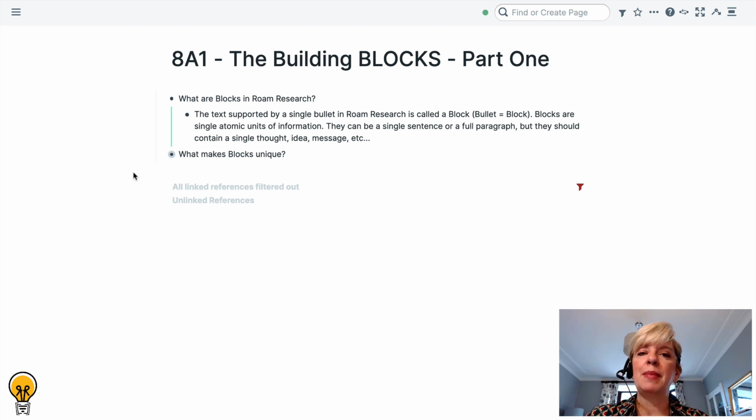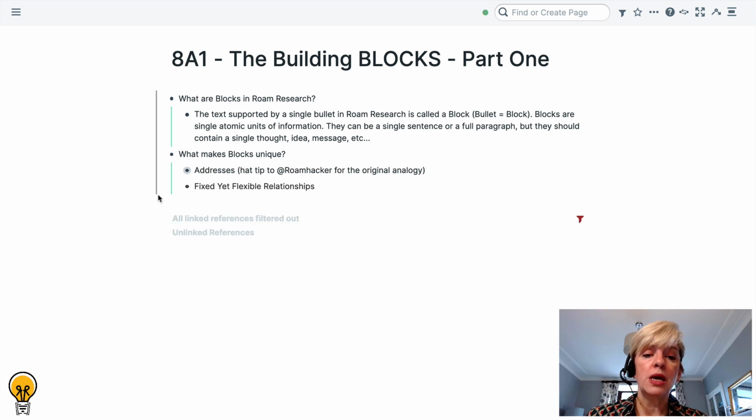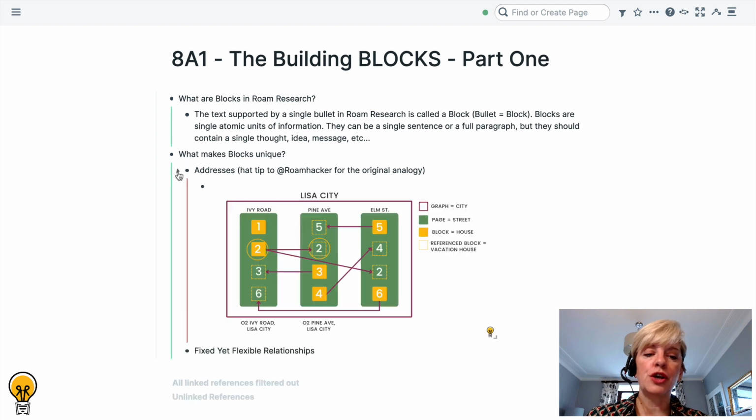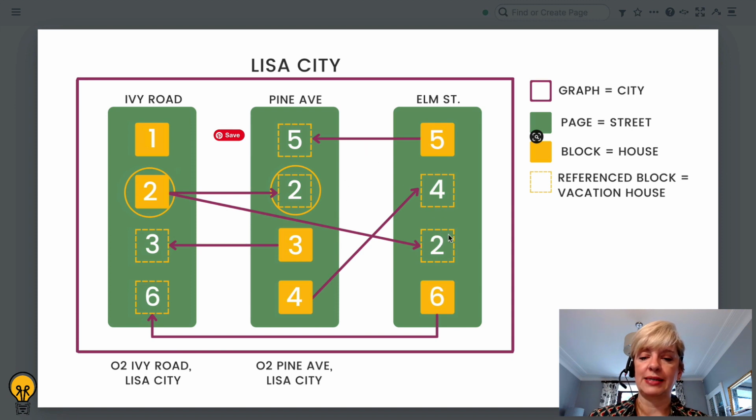Well, what is it that makes a block in Roam Research so unique? And for this, I'm going to turn to the most fantastic analogy presented to me by Roam Hacker on Twitter. Roam Hacker and I got into a bit of a conversation about the analogy that he used, so I've modified it slightly, but primarily it's his idea. This is what makes blocks unique. So there you go. There's the hat tip to Roam Hacker for the original analogy, and you can go and follow him on Twitter. So what makes blocks unique is that they are just like an address.